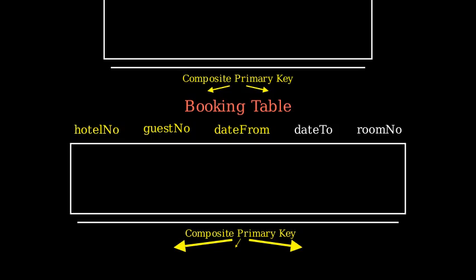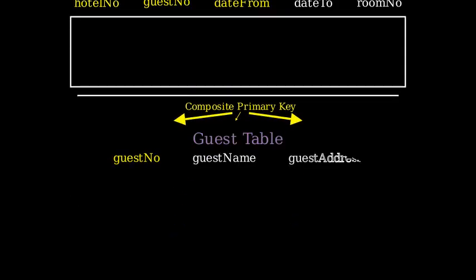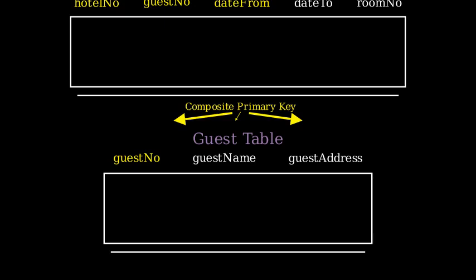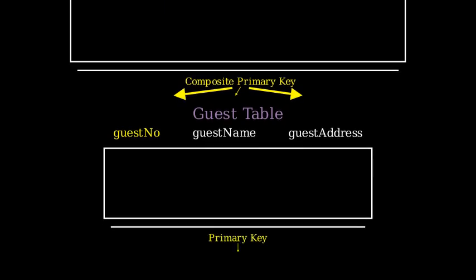Finally, we have the guest table. It contains three columns: guestNo, guestName, and guestAddress. Here, guestNo serves as the primary key, uniquely identifying each guest in the system.